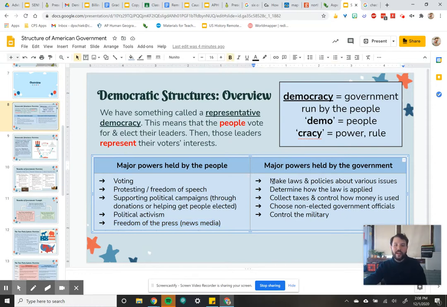And then we have major powers held by the government. These are more of the formal powers that the government has. They make laws and policies. They determine how the law is applied, so they determine how laws are going to be enforced. Things like the courts decide if someone is breaking the law, if someone isn't breaking the law, etc. They collect taxes, they control how our tax money is used, and they also choose non-elected government officials. There are plenty of people in government who we don't choose to be there. So the people that we do elect end up choosing those non-elected government officials. And then the last thing they do is that they control the military.